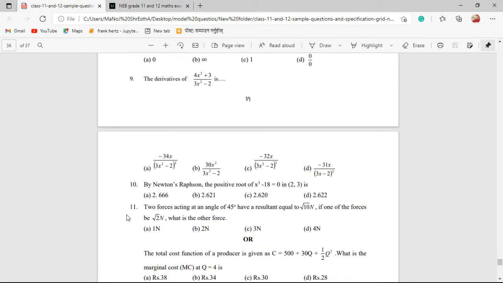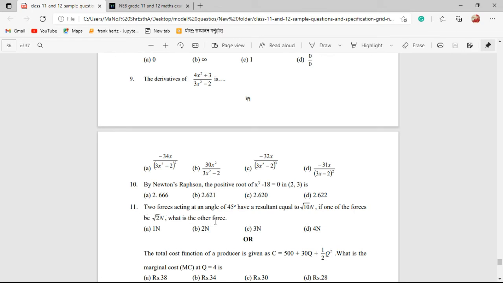Question number 10. Now question number 11. In question number 11 you are given two forces acting at an angle of 45 degrees, and the forces have a resultant equal to root 10 Newton. If one of the forces is root 2 Newton, what is the other force?